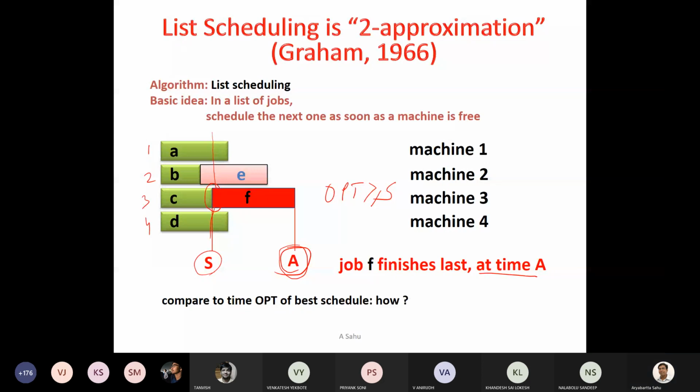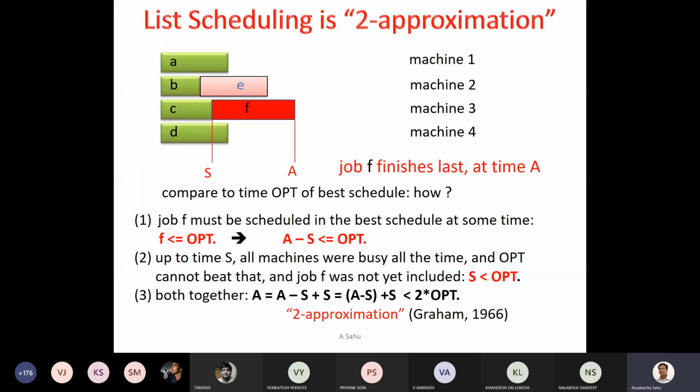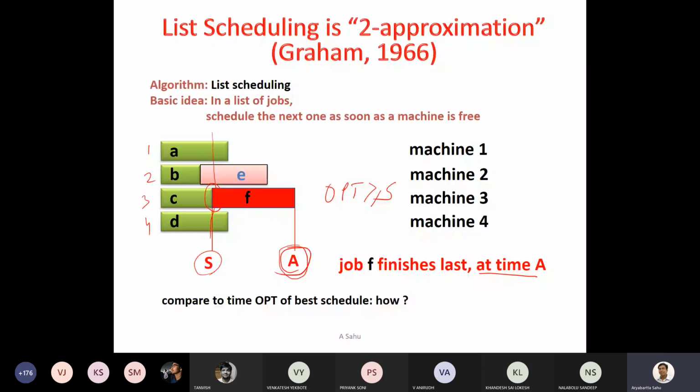Another thing is, this opt is greater than the value f. So can I say opt will definitely be greater than f? The execution time of these tasks cannot be lower than the execution time of any of the tasks. Opt is greater than or equal to S, and opt is greater than or equal to f also. So what is f?